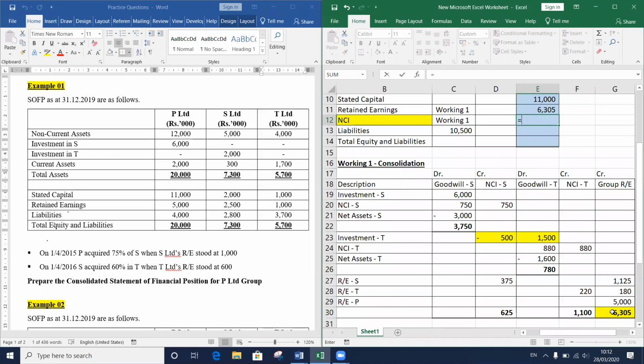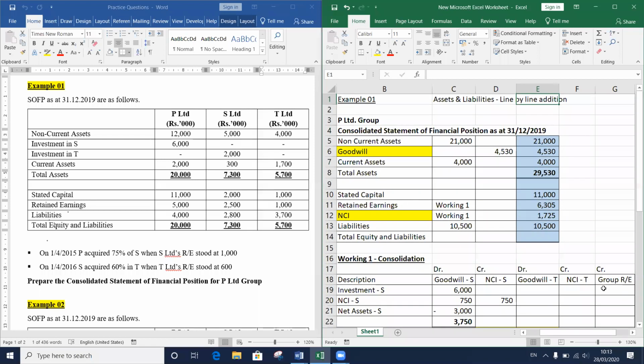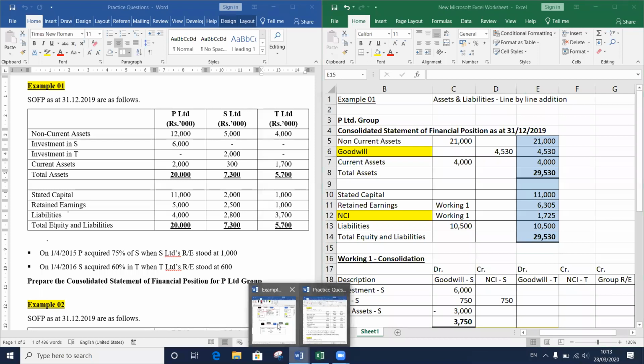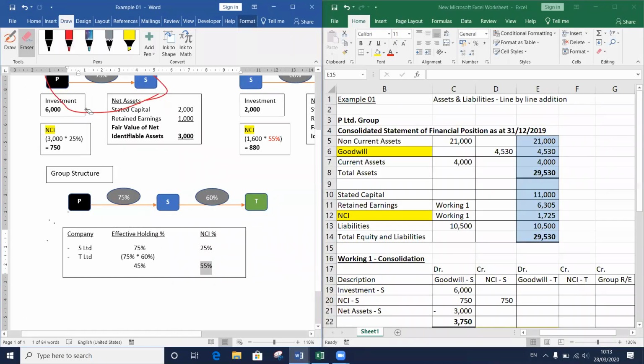What is the NCI amount? There are two amounts. NCI of S is 625. To that, we need to add NCI of T, 1100. Altogether there are 1725. Right? Since there are no adjustments with regard to liabilities, the final liability amount should be 10,500. We balance the balance sheet to 29,530. Clear? Yes. Right.